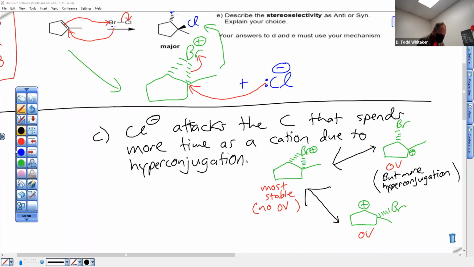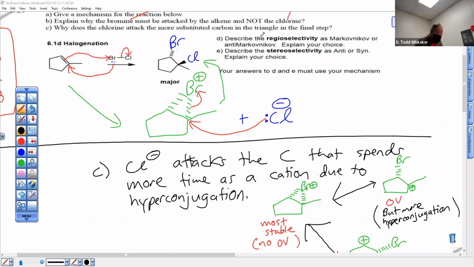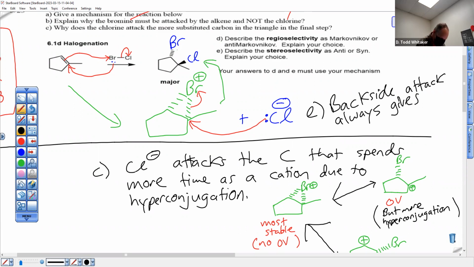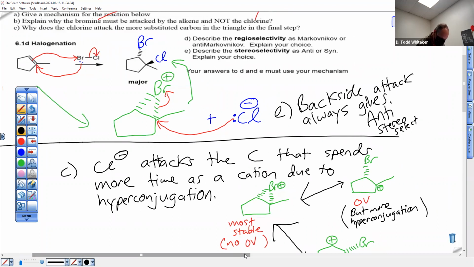And describe the stereochemistry as anti or syn and explain your choice. The D, regioselectivity, is Markovnikov or anti-Markovnikov. We haven't done that. We're going to do E though. And why do we ever get anti-stereoselectivity? E, backside attack always gives anti-stereoselectivity. And we'll talk about this Russian guy in a second.